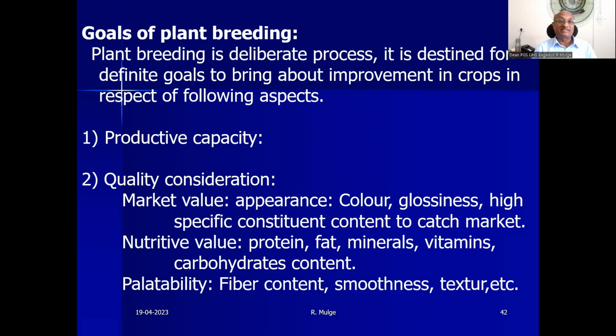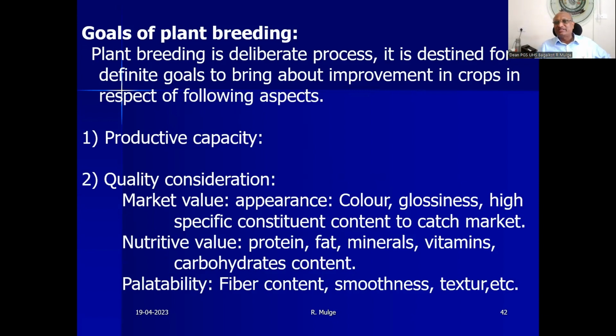Then the quality consideration is important. It's market value. Just getting higher yield is not sufficient. Especially this is important for vegetable crops: market value, appearance, color, glossiness, high specific constituent content to catch the market. The brinjal, if you have got shiny fruits, people will buy. If dull, any vegetable, even tomatoes, shiny fruits of many vegetable crops will fetch you more. Glossiness, high specific constituent content.